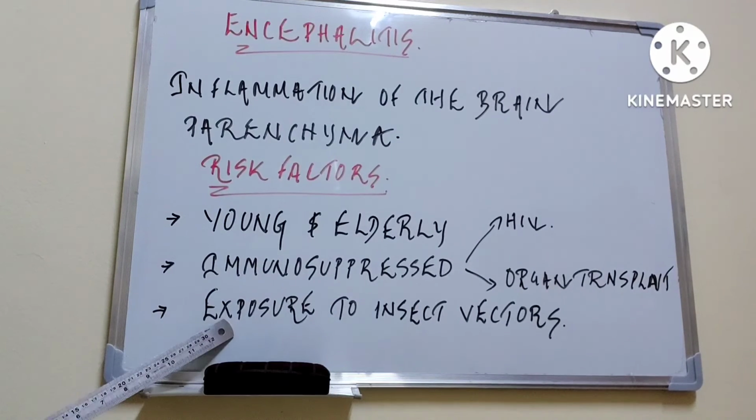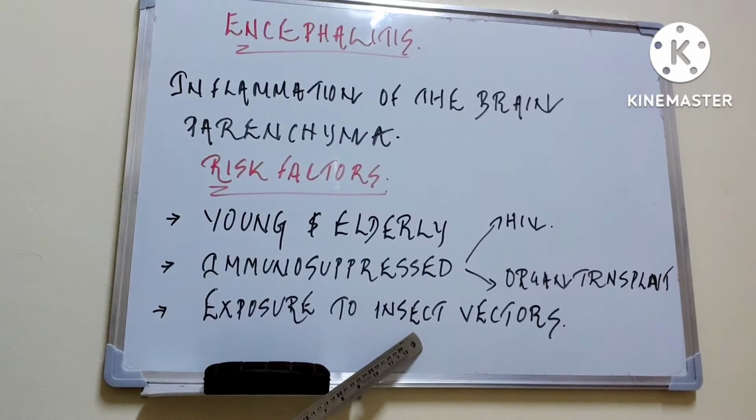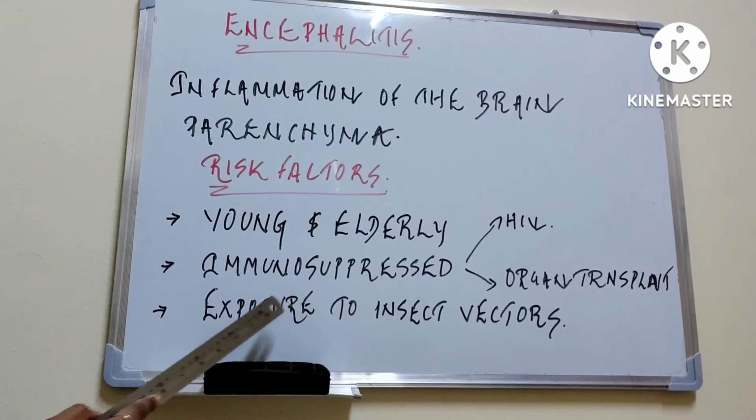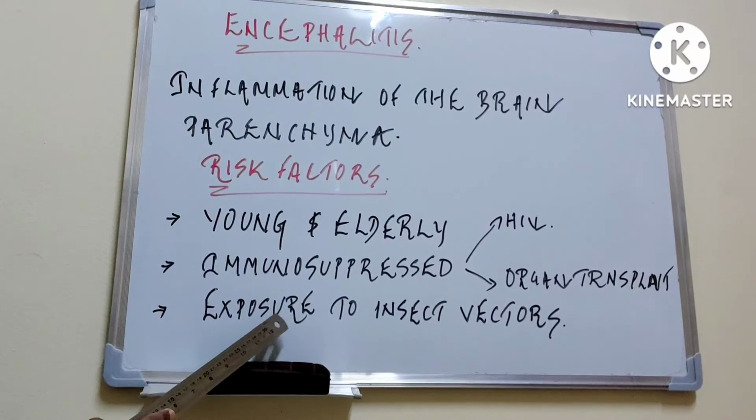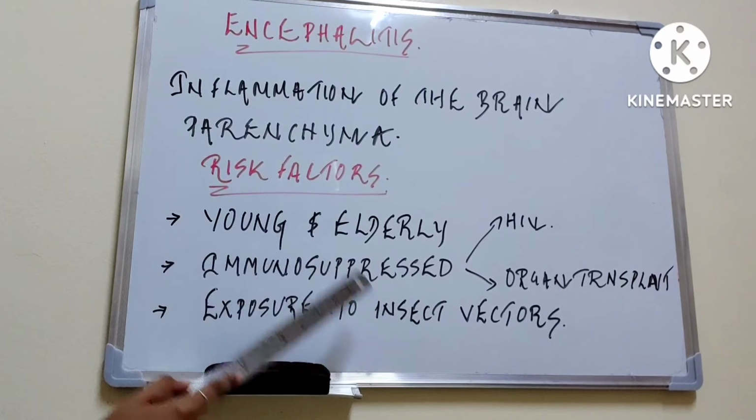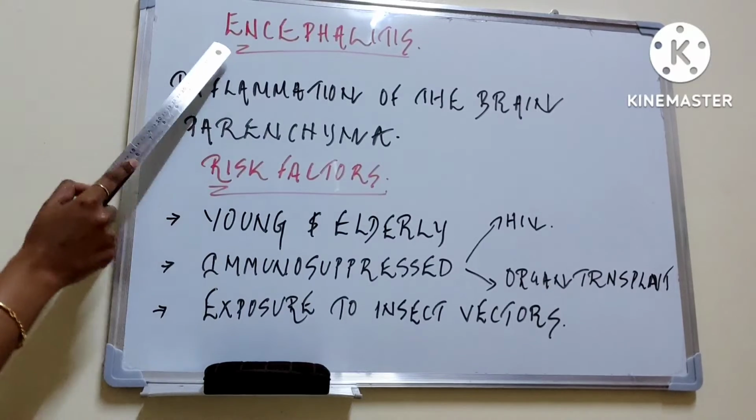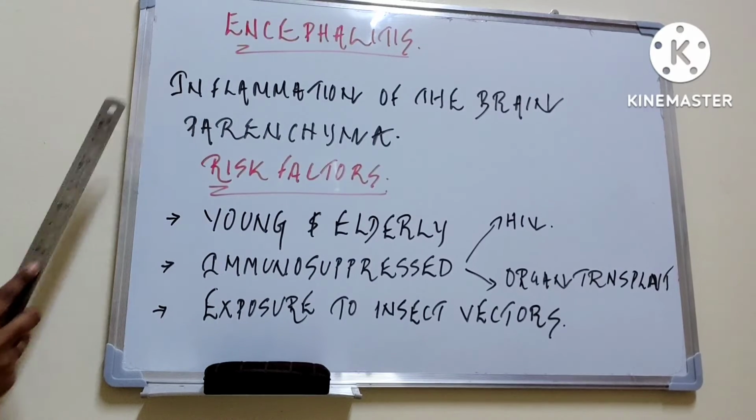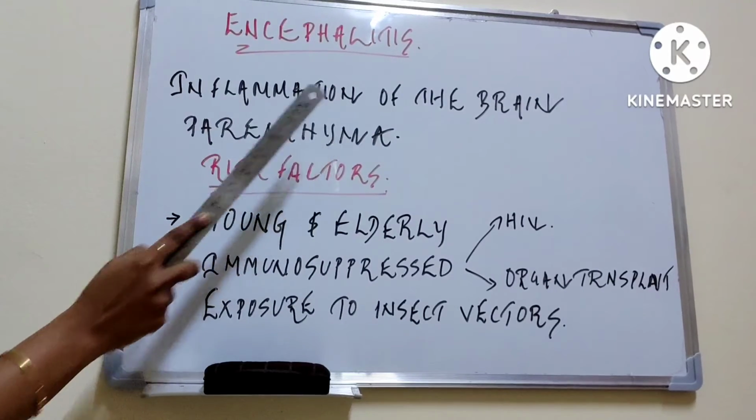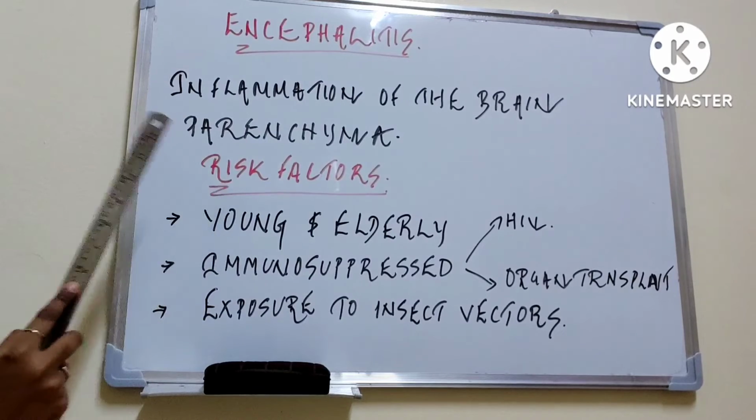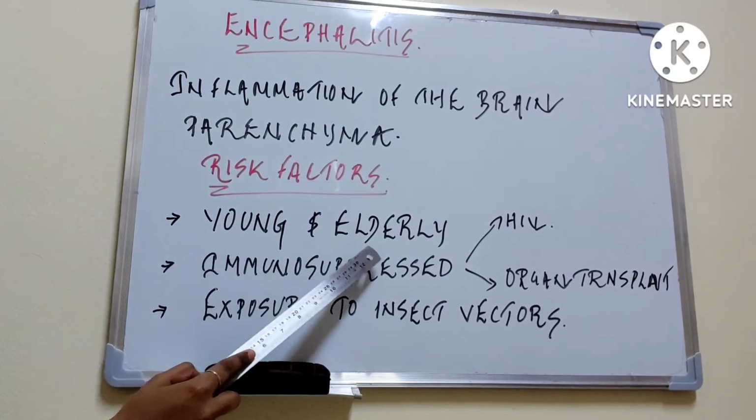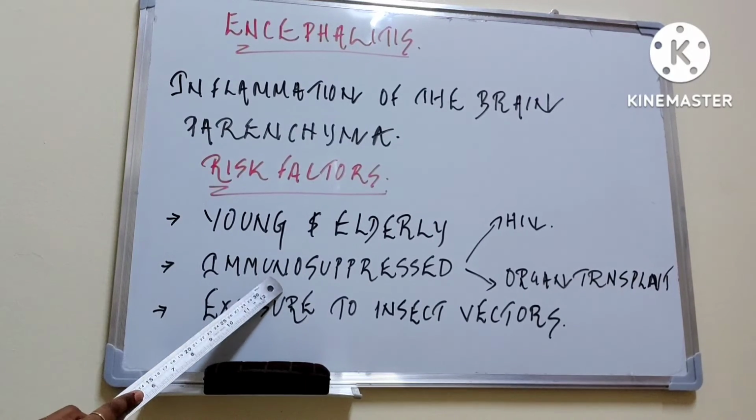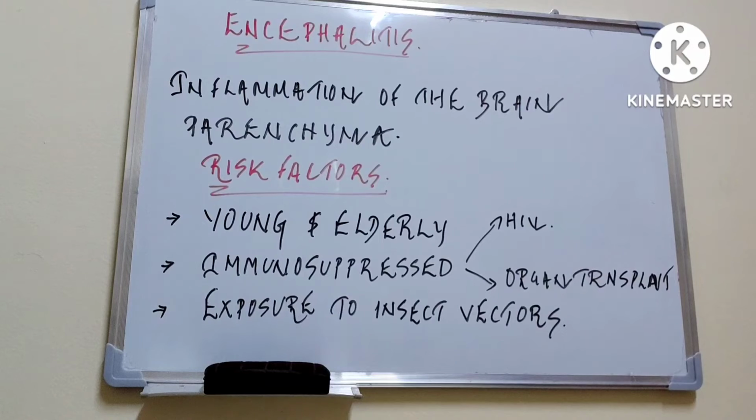And lastly, the exposure to insect vectors. When we go to some areas where there are a lot of insects, mosquitoes and bats, there is a high chance to get exposed. So these are the risk factors of encephalitis. So what is the definition? It's inflammation of the brain parenchyma. Risk factors include young and elderly population, immunosuppressed people and exposure to insect vectors.